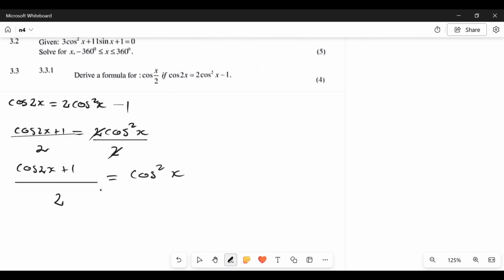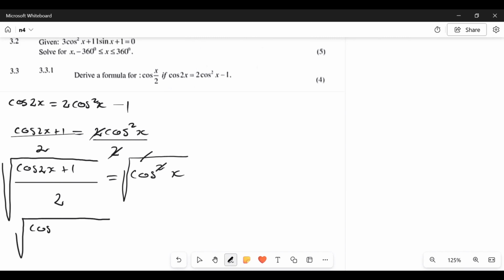There we go. Then from here, we can square root to remove the square. Let's square root both sides. If you square root there and also square root on the left hand side, the square and the square root will give you 1 as the power. And then on the left hand side, you're going to be left with the square root of cos 2x plus 1 divided by 2, all of this equaling cos x.